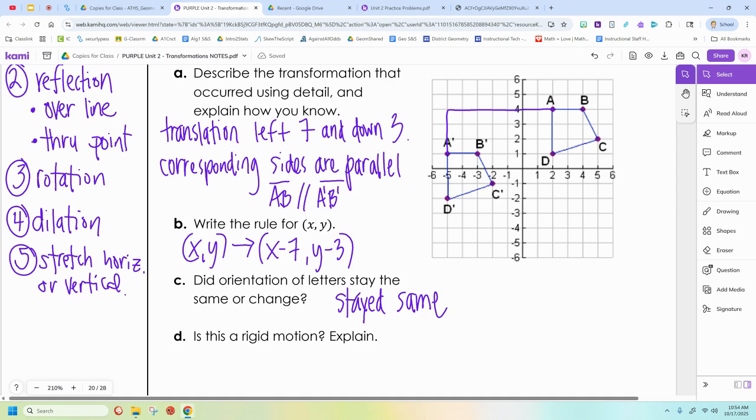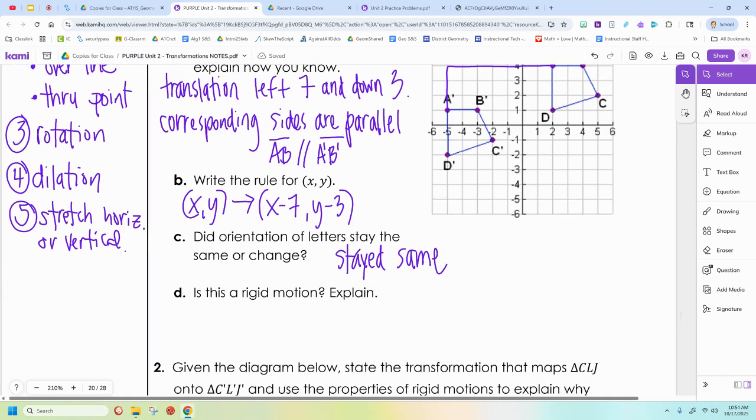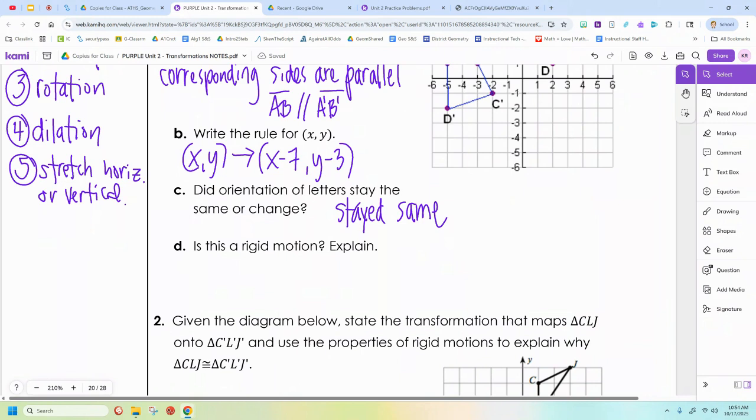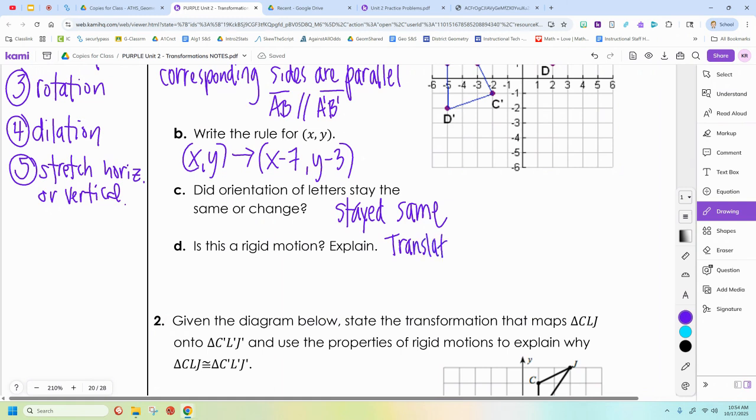All right. Is this a rigid motion? Yes. Okay. So now, teachers have been having a lot of discussion about this because we want you to get full credit. So I'm going to give you some sentences right now that you want to use when you're explaining it. So, is this a rigid motion? You name the transformation. Translation is a rigid motion. So you're just repeating.